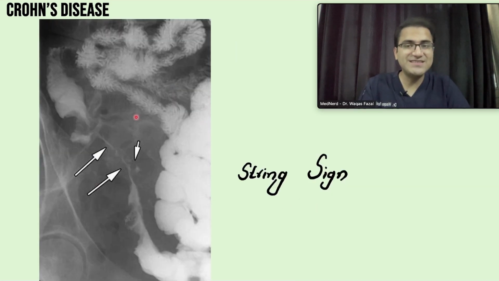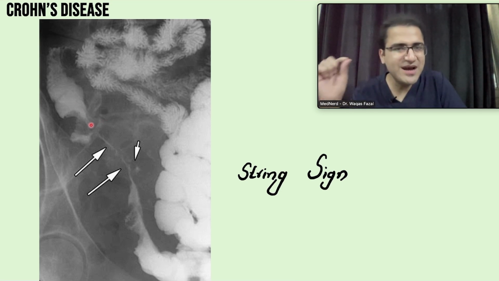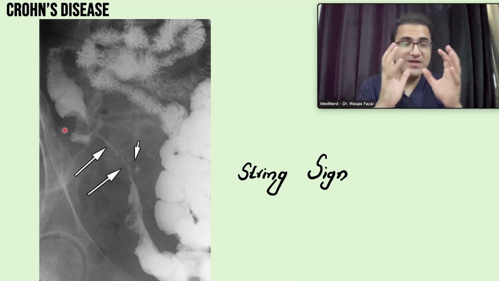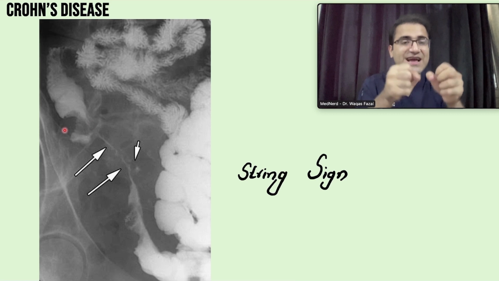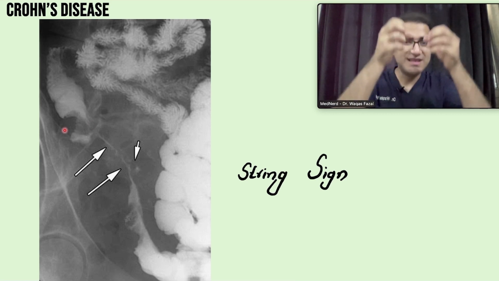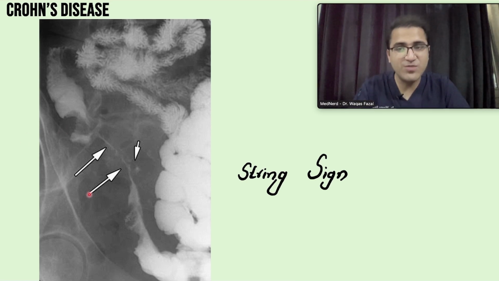The string sign is that at one part of the GIT, most commonly the terminal ileum, the contrast will get very thin. The contrast will be thinned out because the wall of the GIT is inflamed, and there is fibrosis and thickening, and there will be some kind of obstruction, stricture formation in the GIT. That obstruction due to chronic inflammation would appear as a string sign, because the dye is passing through this passage with great difficulty.